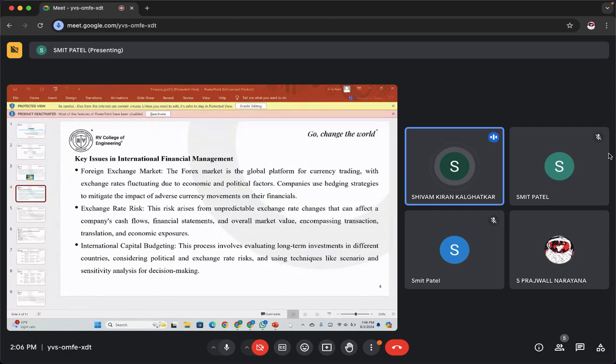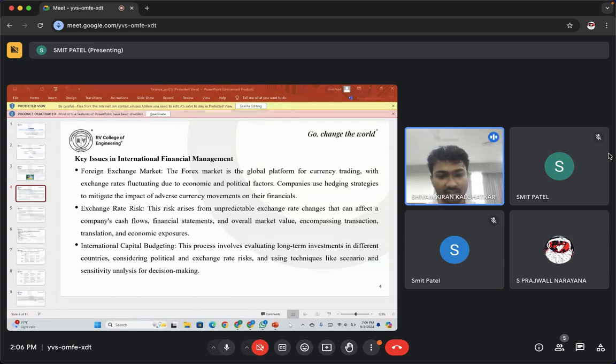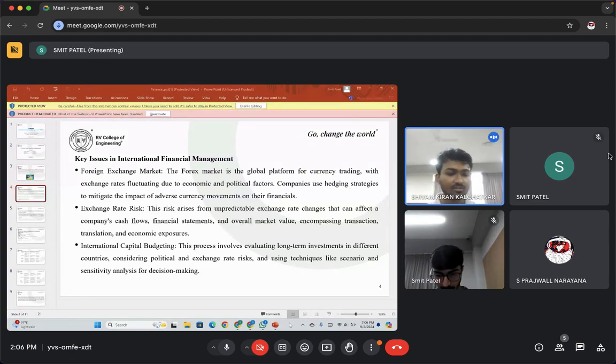Then comes international capital budgeting. This process involves evaluating long-term investments in different countries, considering political and exchange rate risks, and using techniques like scenario and sensitivity analysis for decision making.